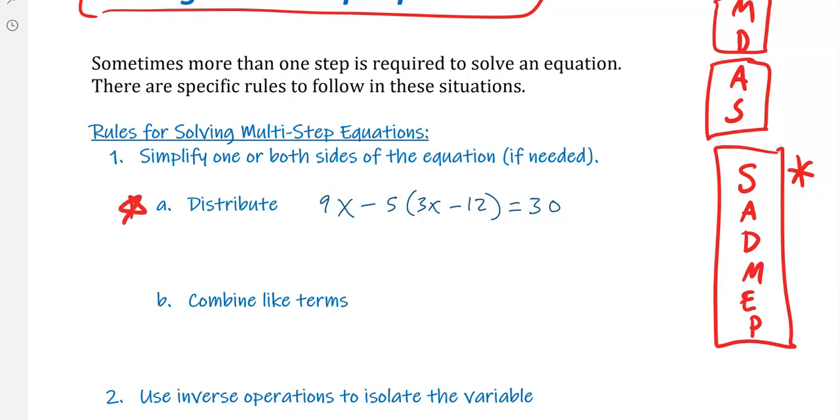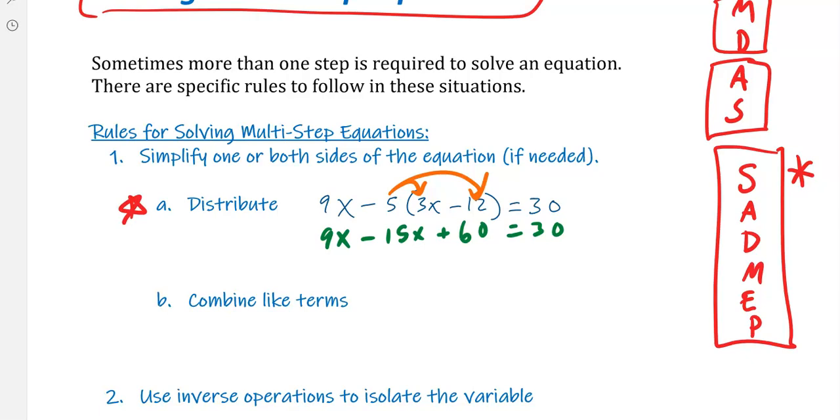Distribution happens first, and you can see that we have distribution in this one, where we have this negative 5 outside the parentheses of 3x minus 12. We're going to have to multiply negative 5 times positive 3x, and then we'd have to multiply negative 5 times negative 12. So rewritten, this would be 9x, because that would stay the same, minus 15x plus 60 equals 30, right? So we had to distribute first. We distributed the negative 5 to the positive 3x and negative 5 to the negative 12.